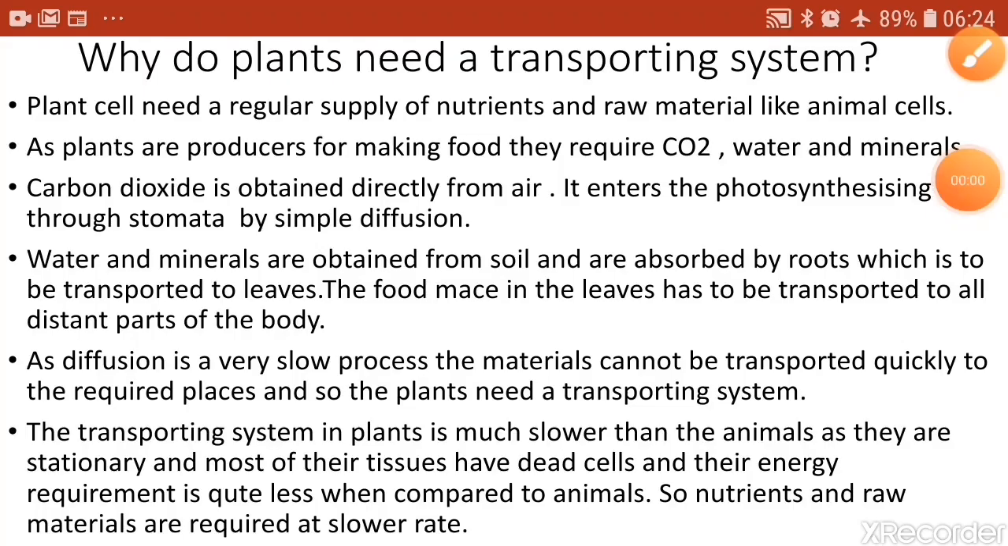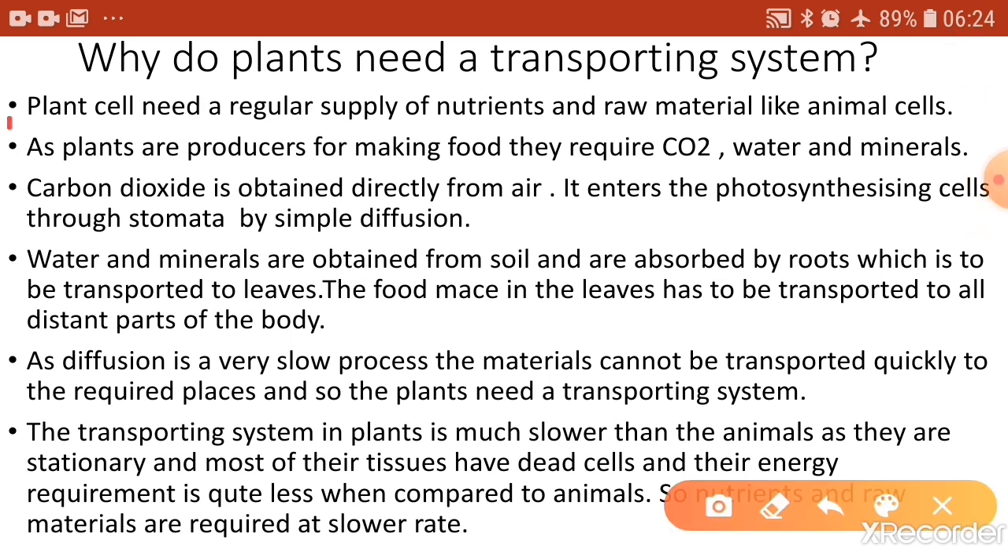So here are the important points that describe why plants need a slower system of transportation. The first point is that the plant's cells need a regular supply of nutrients and raw materials, like animal cells. As plants are producers, they make their own food, and for making food they require carbon dioxide, water and minerals. The carbon dioxide is obtained directly from air. It enters the photosynthesizing cells by the process of diffusion through stomata.